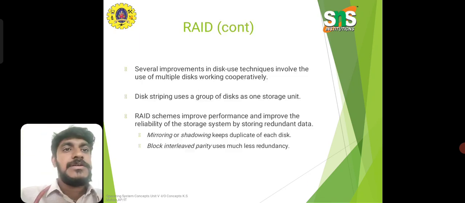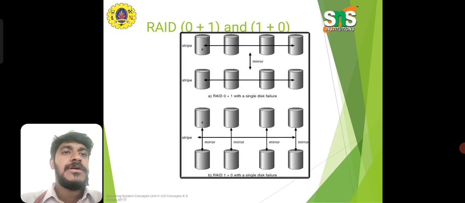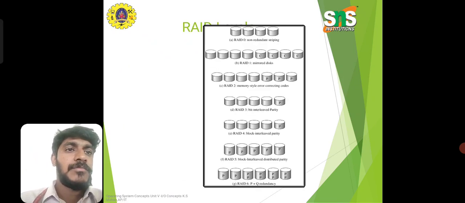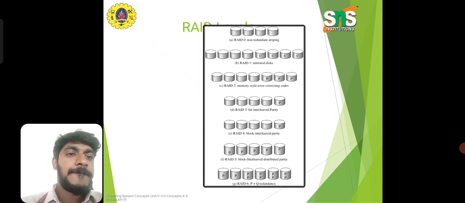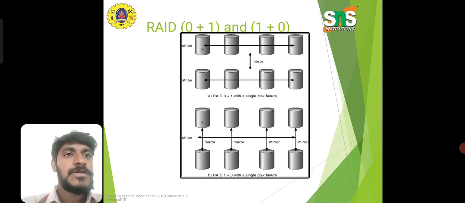Then we have the redundancy levels: RAID 1 is mirrored disks, RAID 2 is memory-style error correction, RAID 3 is bit-interleaved parity, RAID 4 is block-interleaved parity, RAID 5 is block-interleaved distributed parity, and RAID 6 is P plus Q redundancy. Then 0 plus 1 and 1 plus 0 are striped mirrors: RAID 0 plus 1 with a single disk failure, and stripe with mirror, RAID 1 plus 0 with a single disk failure. So we have mirror and mirror, and stripes X and Y, in the RAID 0 plus 1 case.